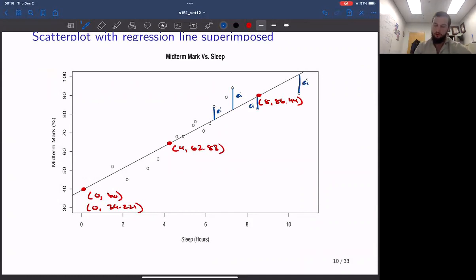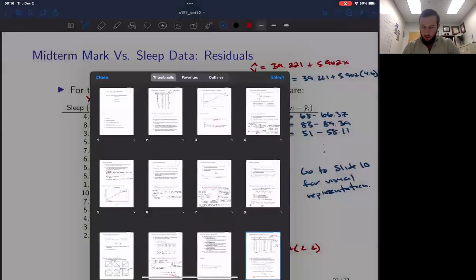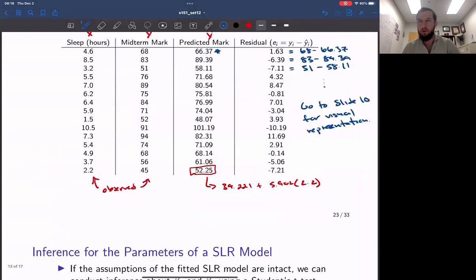Okay. So this would be true for all values in the data set. Every value contributes a residual, and the residual is just the space between the point and the line at that value of X. And again, that's true for every observation. Okay, any questions so far?